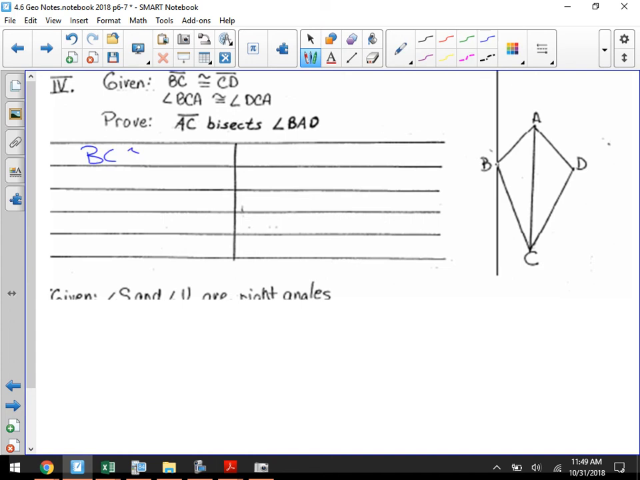Start your given, mark it, next given, mark it. What's left? Reflexive. Throw your reflexive in.